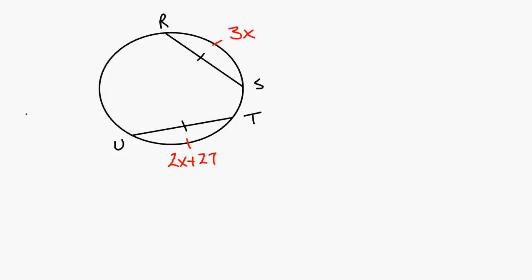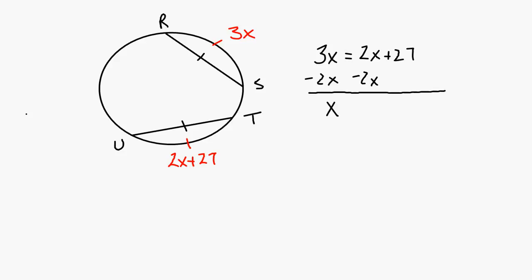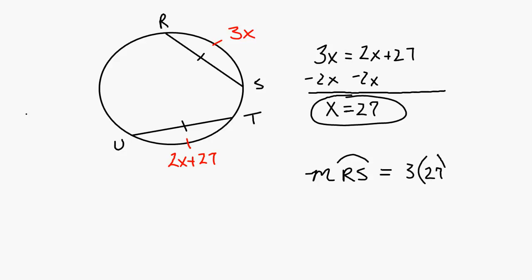If the chords are congruent, then the arcs are congruent, and 3x is equal to 2x plus 27. So if you subtract 2x, then x equals 27. And if x equals 27, remember that this means the measure of arc RS, so 3 times 27, is 81 degrees. Okay?